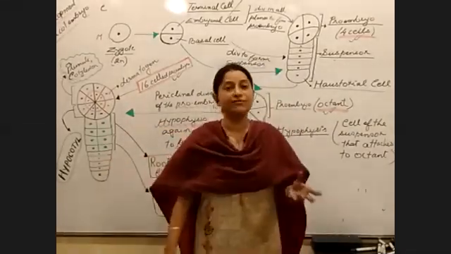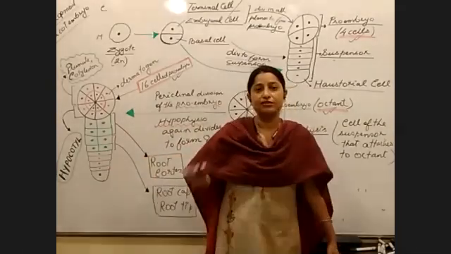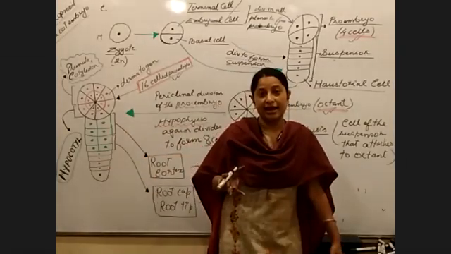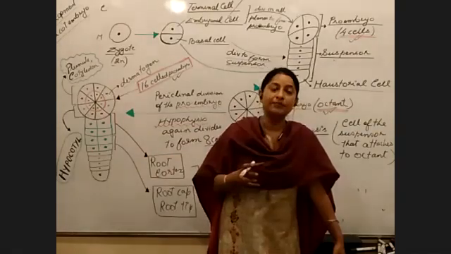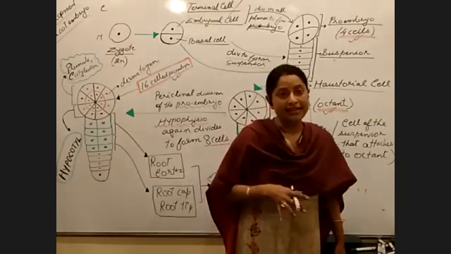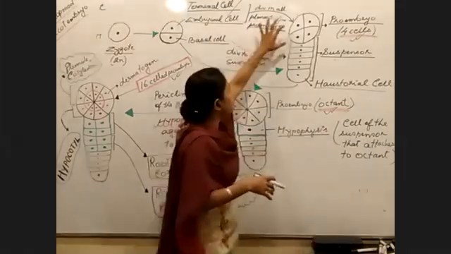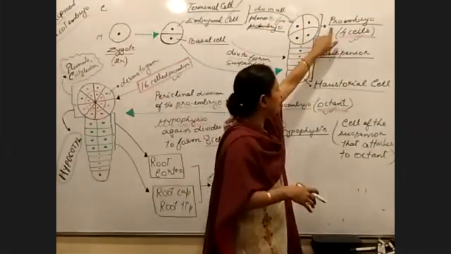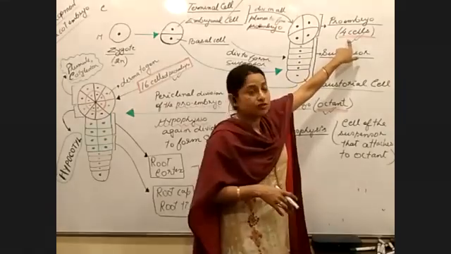For those students who have studied, or maybe you know the difference between the pro-embryo and the embryo, when can a pro-embryo be called an embryo? We'll come to that later. As of now, the first structure that is formed is the proembryo. This proembryo is of 4 cells.